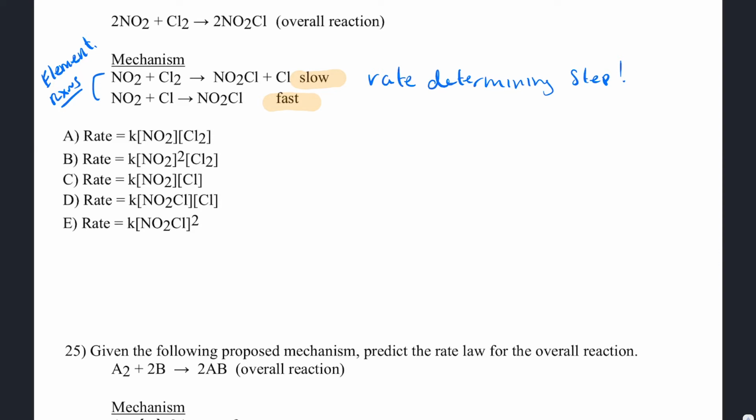So let's take a look. So we have this first bit, the NO2 plus Cl2. It gives us NO2Cl plus Cl. Okay? There are coefficients of 1 in front of the NO2 and the Cl2. So I'm going to write them in just for clarification. The coefficients of an elementary reaction, if it's the slow step, become the orders for the rate law.